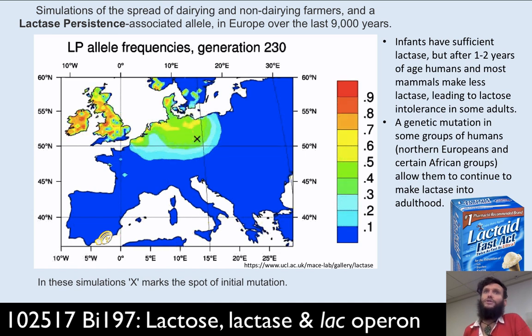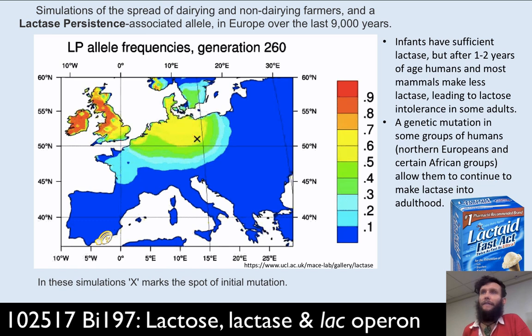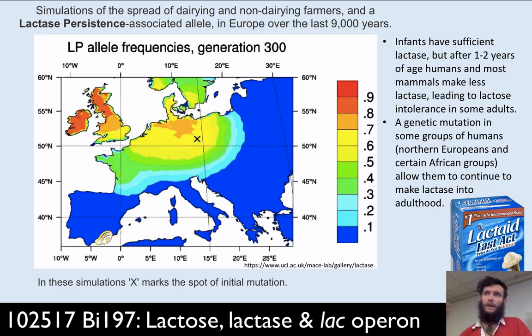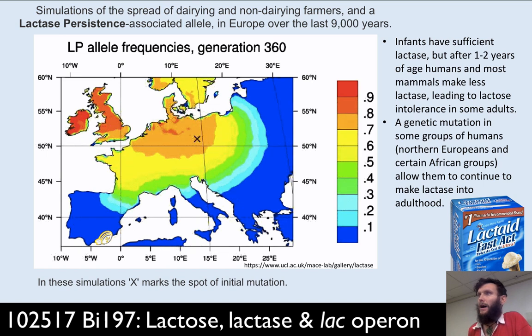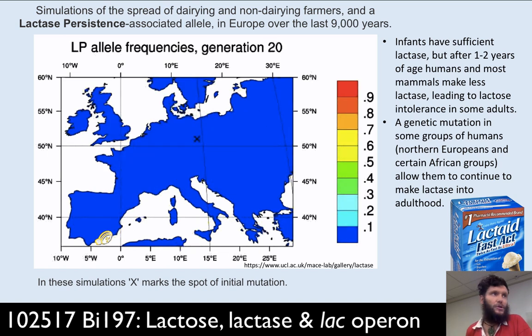So people who still haven't had their gene pool mixed in with this gene in the human gene pool, that is adult persistence of lactase, they can still eat dairy.